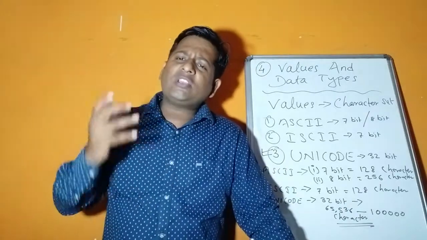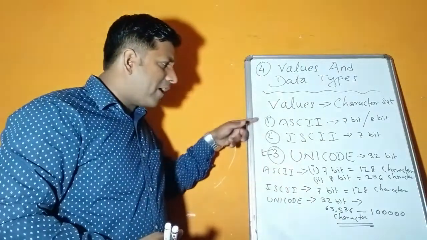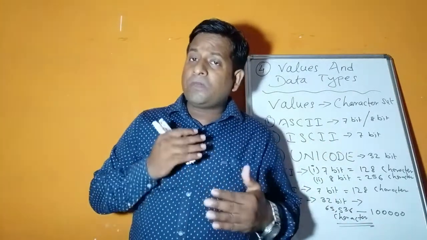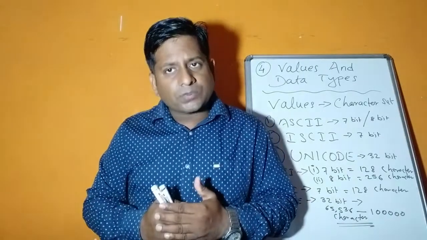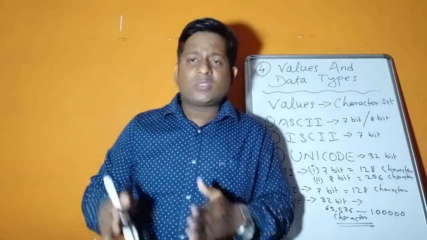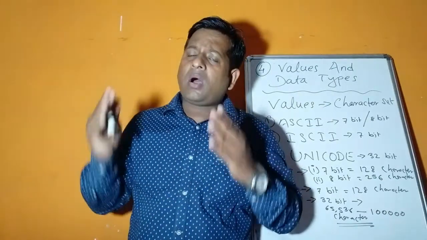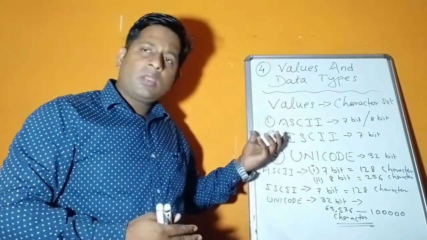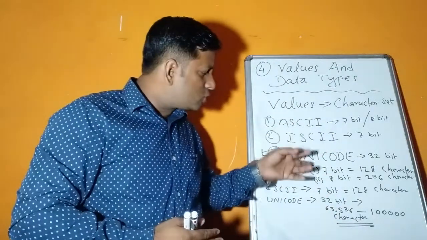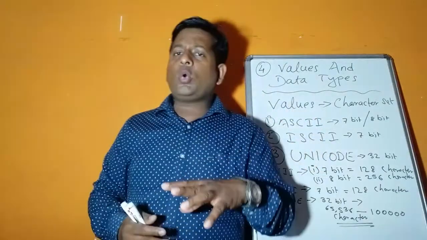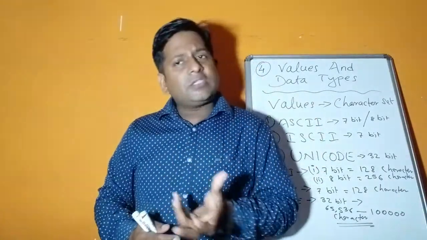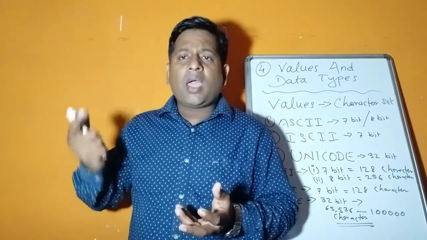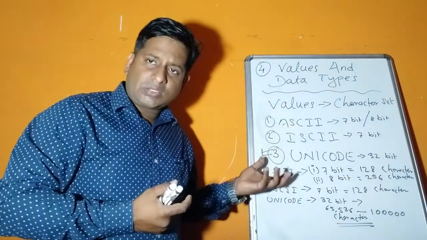So Unicode has various advantages. Not only does it support the features of ASCII and ISCII, but it is also supported in all operating systems: Microsoft, Linux, Solaris, maybe any operating system, even Android. Our mobile phone's operating system, Android, can also support Unicode. So Unicode is totally platform independent. It can be installed in any operating system and used to perform the task.